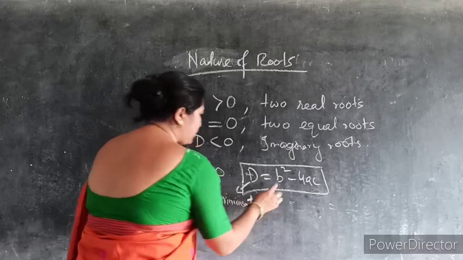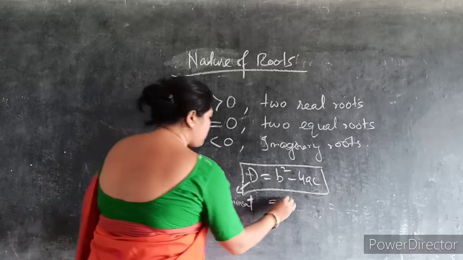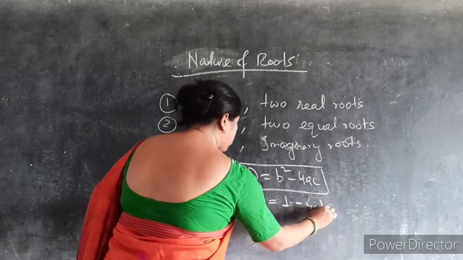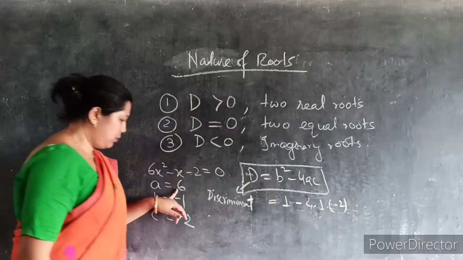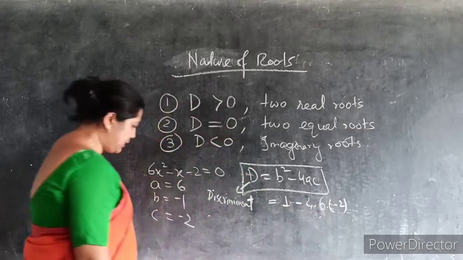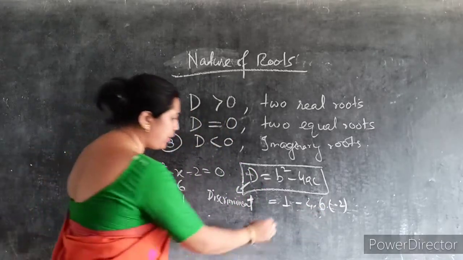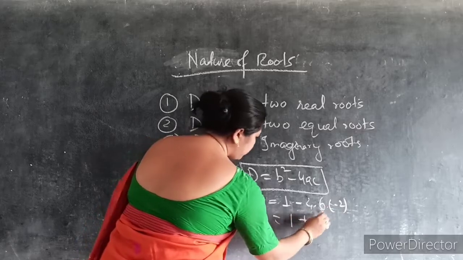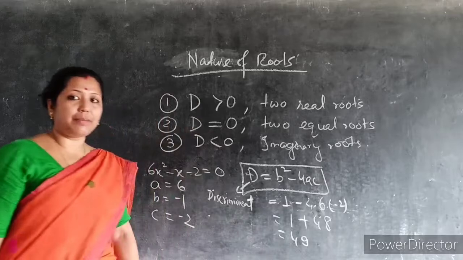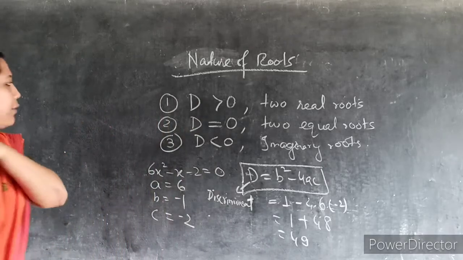So here let us substitute the values. b is minus 1, squared, that is 1. Minus 4, a is 6, and c is minus 2. So what did we get here? 48. That plus 1 is coming to be how much? 49.